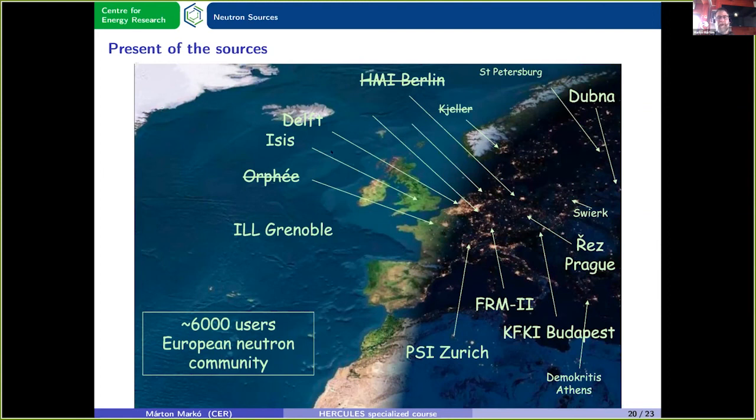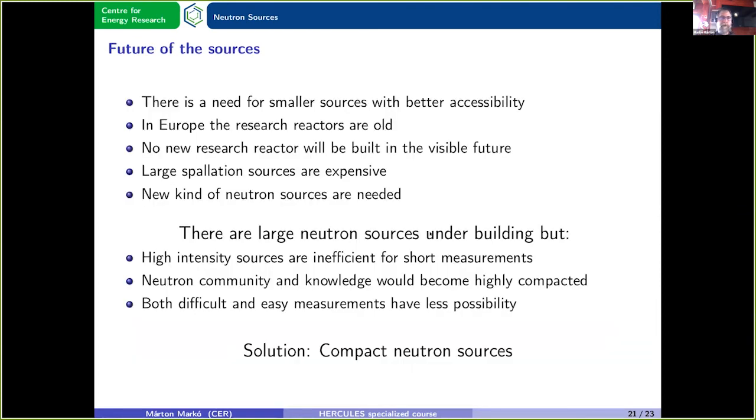And there are smaller sources like in Delft in Netherlands, and Rzeszów, Prague, and in Greece. Close to the ILL source, there is a highly intense source, the FRM2, and PSI and ISIS are the spallation sources, and our reactor is still working. So the future of the sources is not so bright, because in Europe nobody will build new reactor sources.